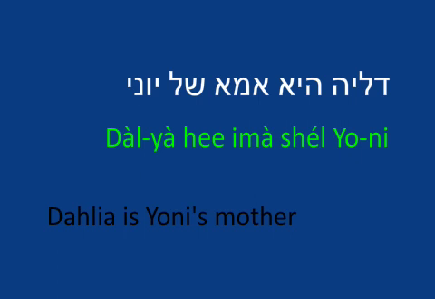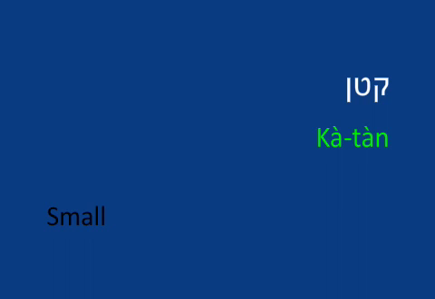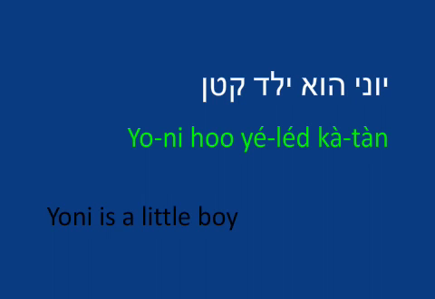Let's try another example. Dahlia is Yoni's mother. Dahlia hi ima shel Yoni. Well done. Okay, let's move on. Now let's learn another adjective. Remember that adjectives are words that describe other words. So Noah, how do we say small or little? Katan. Katan. And the feminine version? Ktana. Ktana. Wonderful.